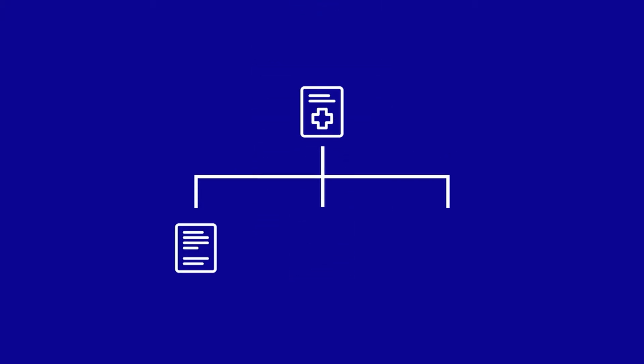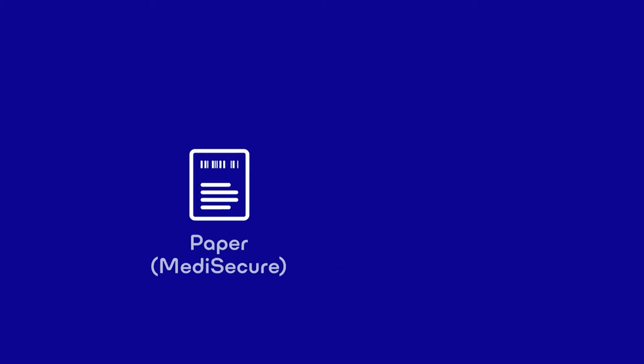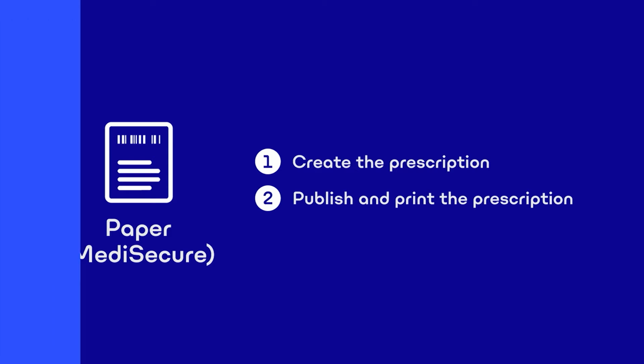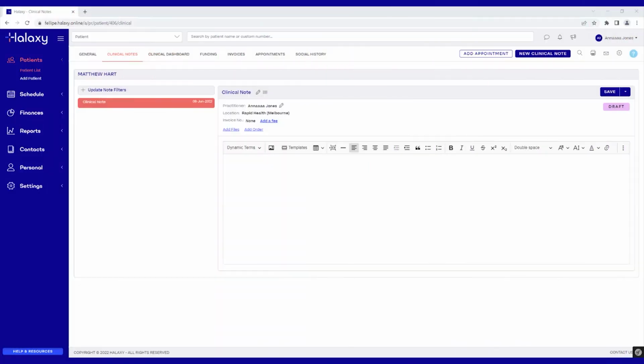In Halaxy, medical practitioners can seamlessly issue prescriptions in three ways: paper, electronic or e-scripts, or paper MediSecure. This tutorial is for a paper MediSecure prescription, and it comes in two parts. First, creating the prescription, then publishing and printing it. Let's create the prescription first.